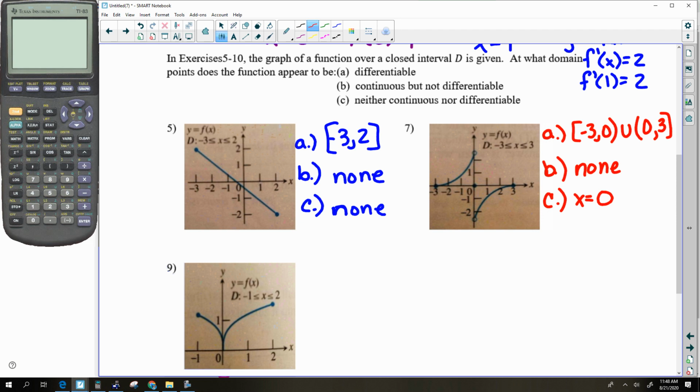Again, continuous implies that you can go over the entire picture without picking up your pen or pencil. Differentiability just means that it's smooth. There's no sharp corners.